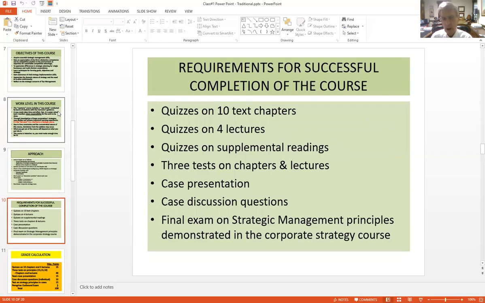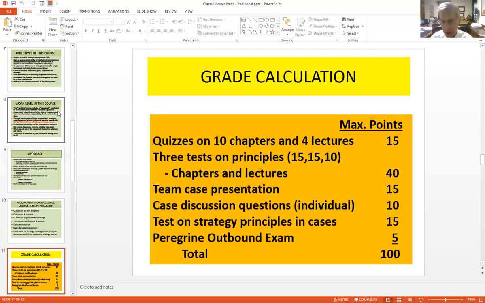Okay, so this is just a summary of what I've just told you. What do you have to do to get through this course? You've got to take a bunch of quizzes. You've got to take 3 tests. You've got to do a presentation with your team, answer those simple questions, and take a final exam. That's all. And here's how your grade will be calculated.